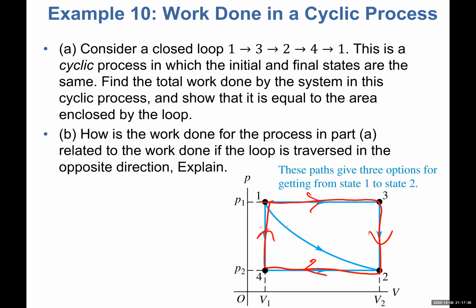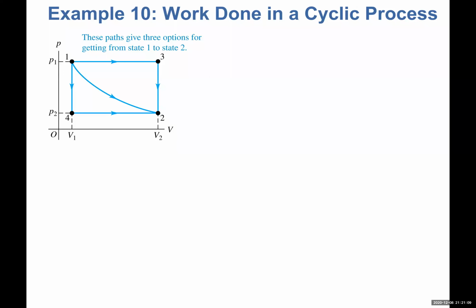Okay. Now, if we are going 1 to 3 to 2 to 4 to 1, there is an amount of work done. So the work done is not zero, and we're going to be able to find it based on this particular path. Okay. Then part B says, how is the work done for the process related to the work done if the loop is traversed in the opposite direction? All right. So let's look at how we can calculate the work done going through this cycle. All right. So going from 1 to 3.